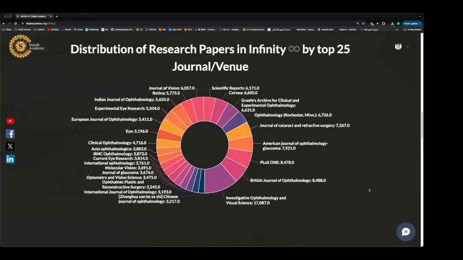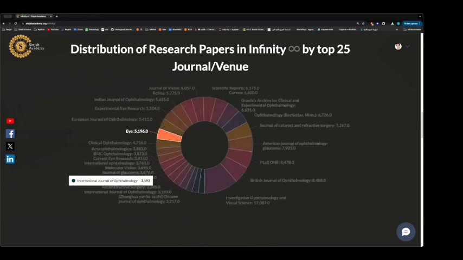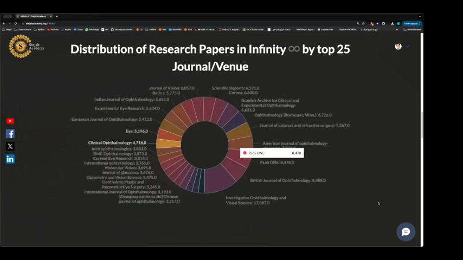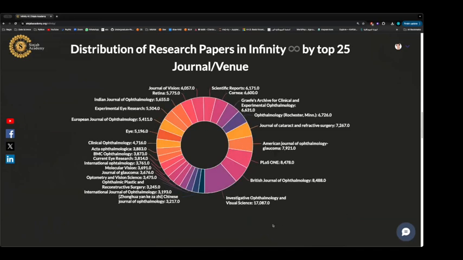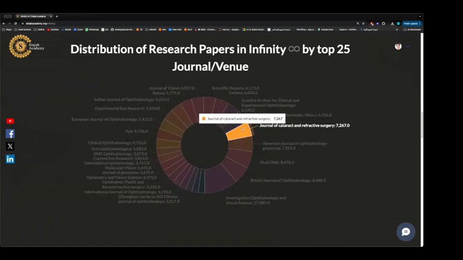So I think you did mention the eye, and I think it's here. How many do we have for the eye? Around 5,200. So the numbers beside each one of them is the number of articles, correct? A number of abstracts, yes. Abstracts. So let's say in the Journal of Cataract and Refractive Surgery that I can see on the right side, we have how many? 7,267. Yes, that's right. Okay, all are included in the database of the Infinity.